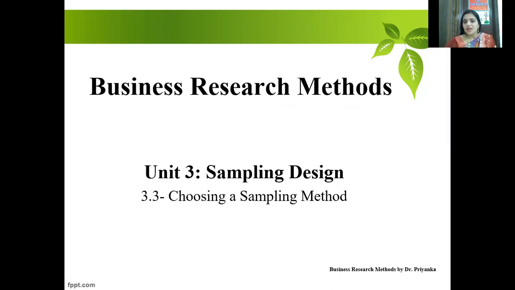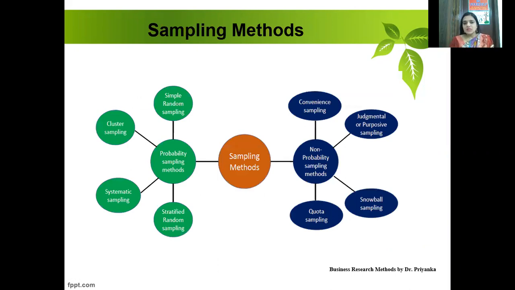We discussed sampling methods in our last video. Today we will just have a quick revision of all the sampling methods because we are going to choose one of them. So we'll just have a quick revision of these sampling methods. Sampling methods can be divided in two parts. One is probability sampling and another one is non-probability sampling.